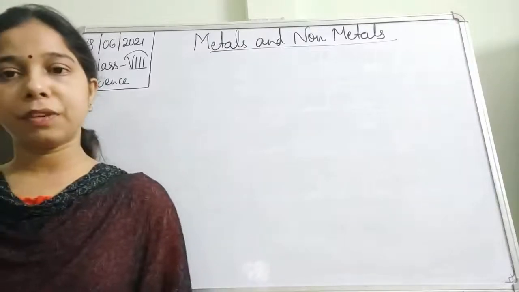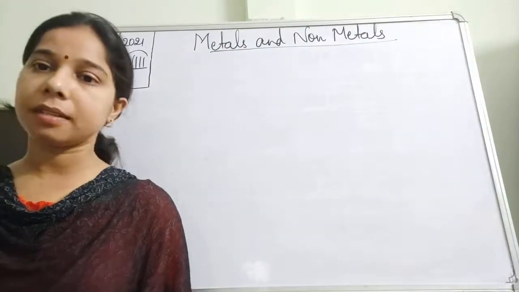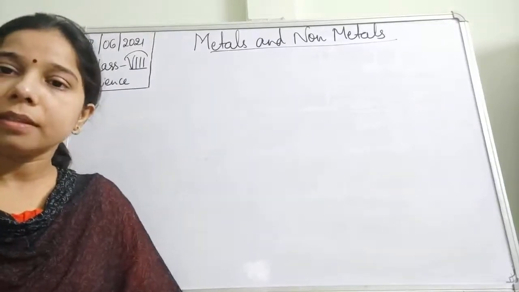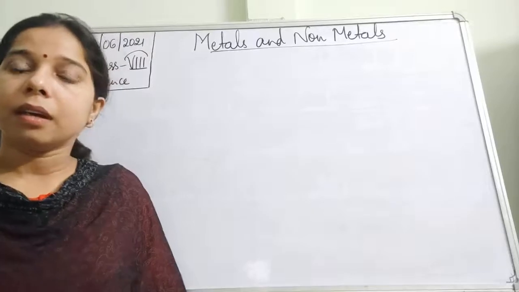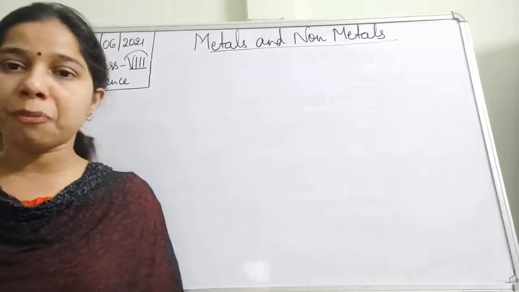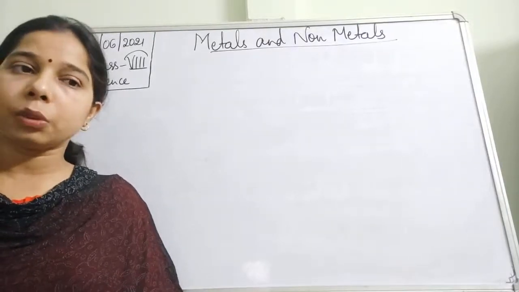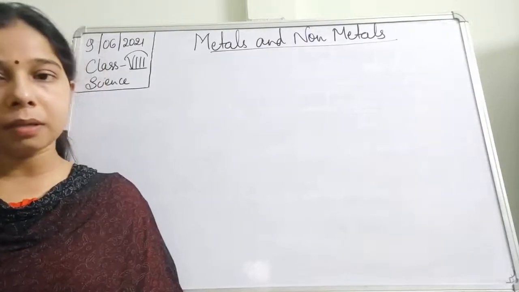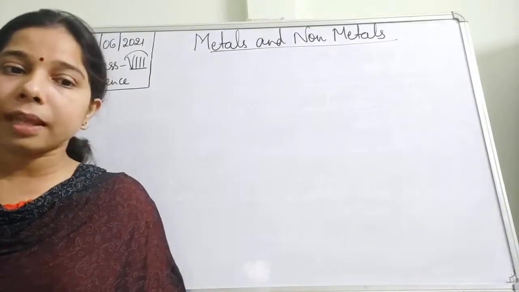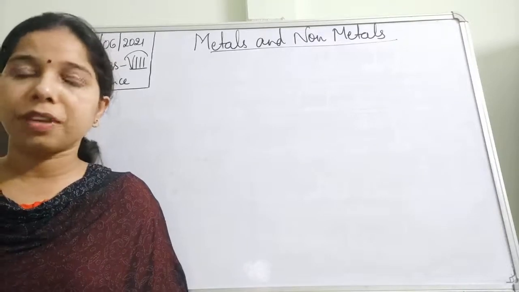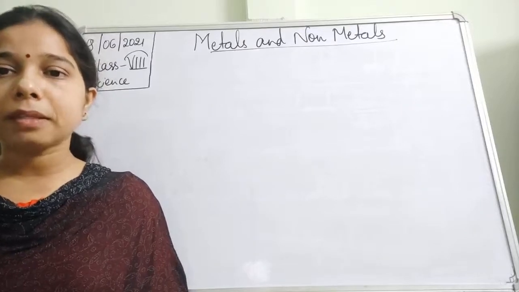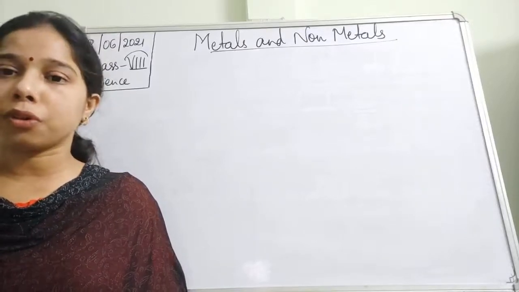So students, in the previous class, in this chapter, that is metals and non-metals, we were talking about the uses of the metals, as well as we have also seen what are the different properties of the metal, how they react differently with the different chemicals. And we have also seen the different methods by which we can prevent corrosion. So we have understood the concept of corrosion and the different methods that we can use in order to prevent corrosion.